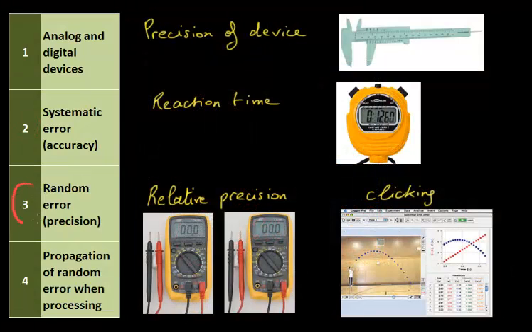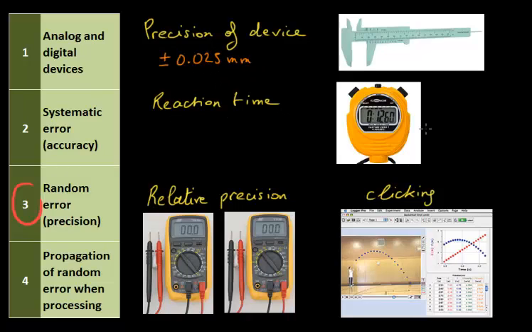Let's now look at sources of random error. The most obvious one is due to the precision of the devices you're using. If you're using a caliper, for example, to measure the size of an object, its precision is 0.025 millimeters, and that's rather impressive. It's a 40th of a millimeter.